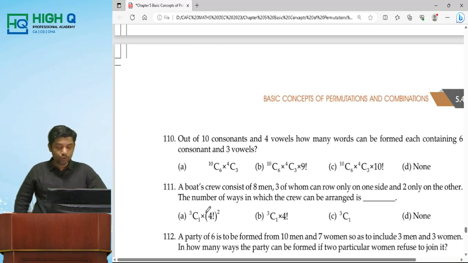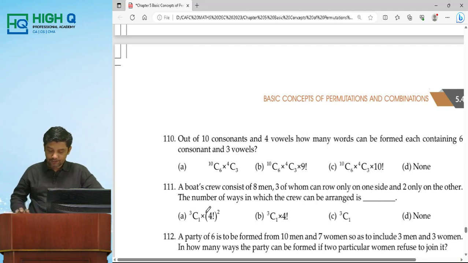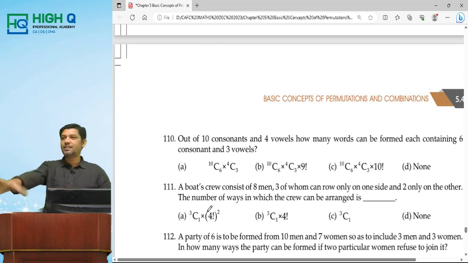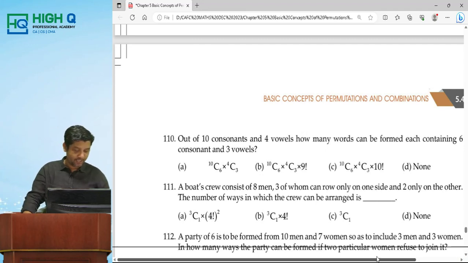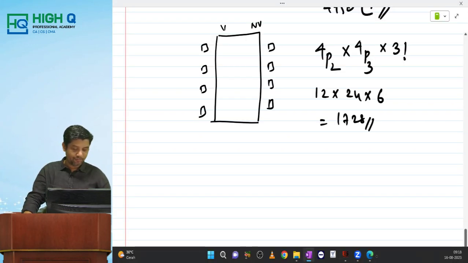A boat's crew consists of 8 men, 3 of whom can row only on one side and 2 only on the other side. The number of ways in which the crew can be arranged is... Is it the same as this question? Boat means, of course you understand, my dear? You understand the meaning of boat?